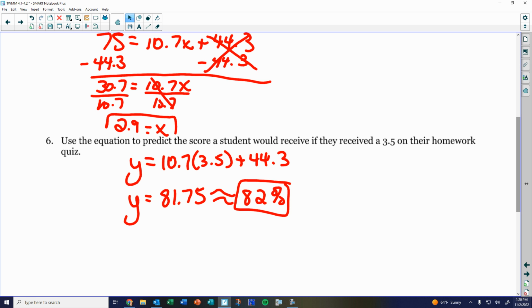So that's how you can use the line of best fit to predict. And it kind of brings back some old skills that we've learned in previous sections.